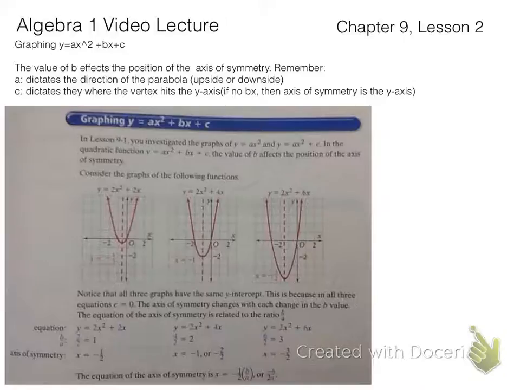If there's no bx, which we did talk about in the last video, the axis of symmetry is the y-axis. But if you have an a, it's going to dictate the direction of the parabola, either an up or a down parabola. And then if you have a c, it's going to tell you where the line hits the y-axis. So basically it's the y-intercept.